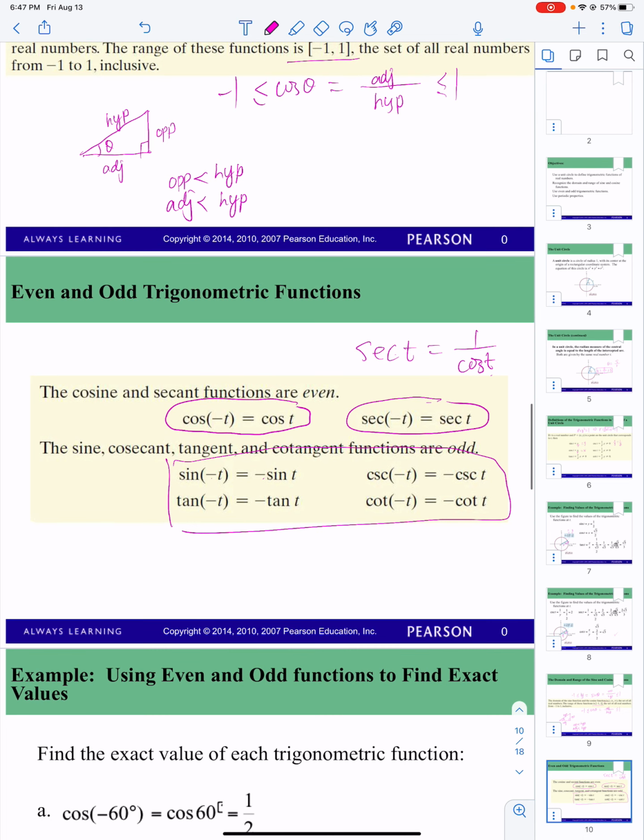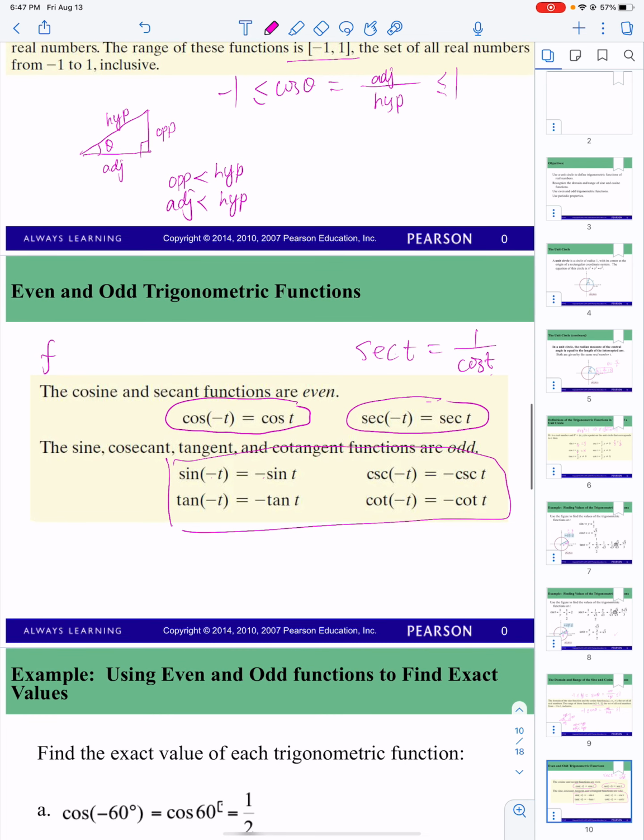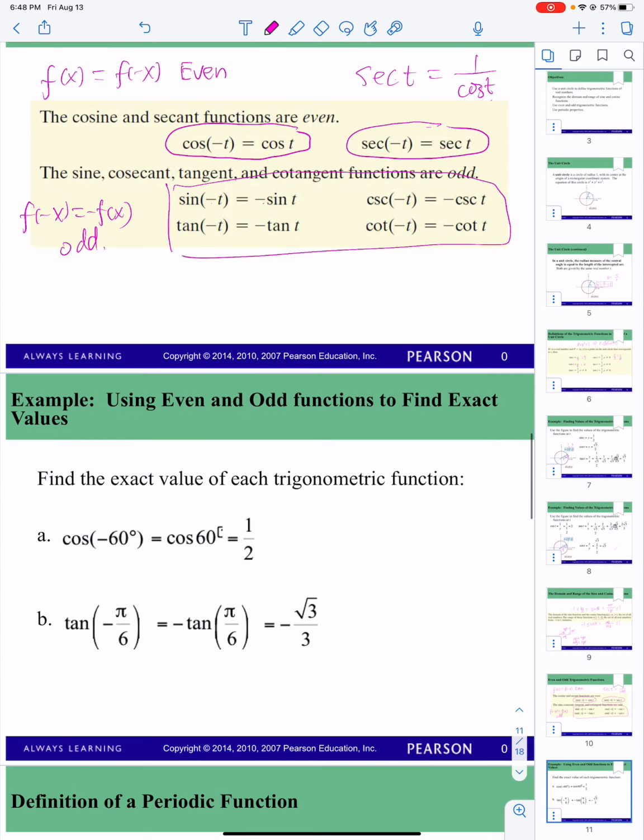Yeah, so we want to remember the definition. f(-x) equals f(x) means even. f(-x) equals negative f(x) means odd. Yeah. So we learned these things in college algebra. Okay.